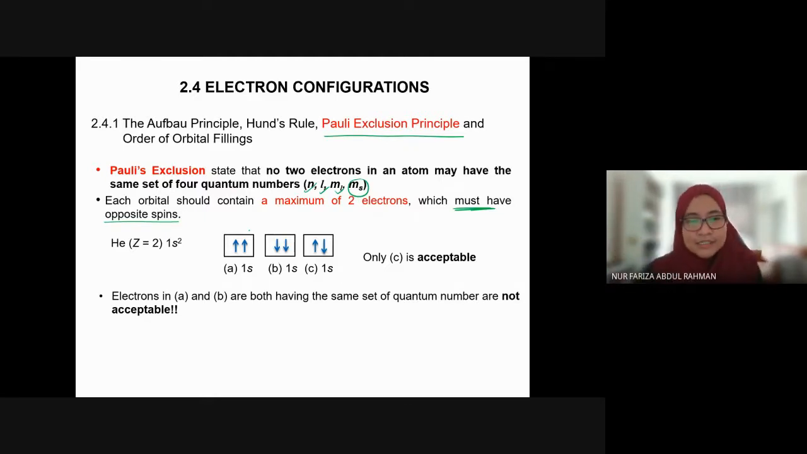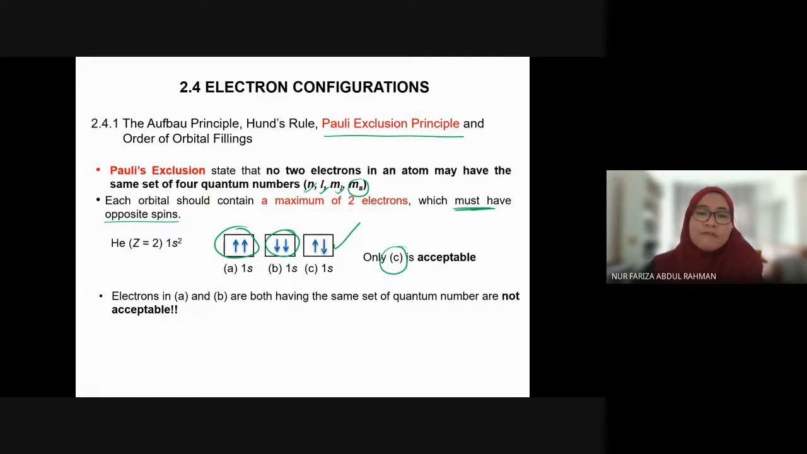It cannot be like this. So this is not the way. This does not follow Hund's rule. Actually, this is not Hund's, this is Pauli exclusion. They cannot have the same spin. This is also incorrect because both of them have the same spin, which is negative half. This is the acceptable one. The C is acceptable, but not A and B.